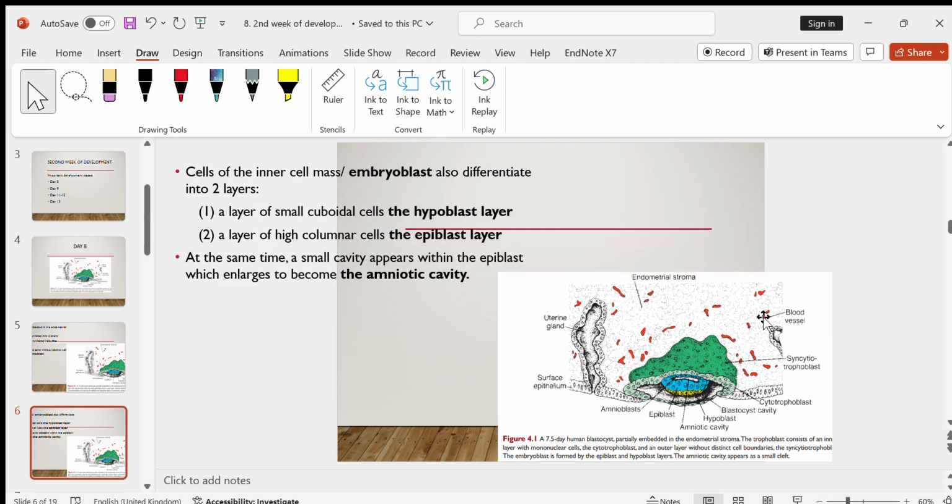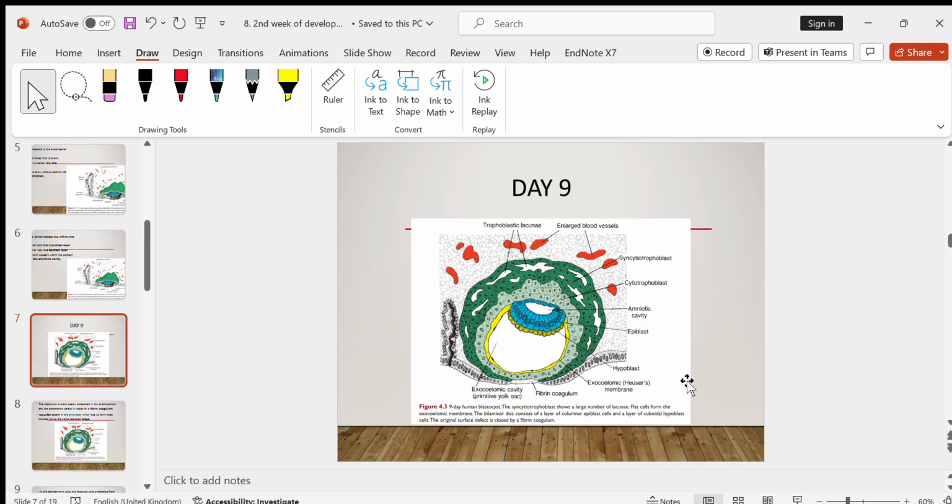this will penetrate into the syncytiotrophoblast because of its mitotic divisions. Now, the cells of the inner cell mass, that was the embryoblast, differentiate into two layers. These two layers, this yellowish layer is the hypoblast, and this bluish layer is the epiblast. The epiblast has high columnar cells, as you can see, and the hypoblast has small cuboidal cells. And there is a cavity that is formed inside the epiblast layer that is called the amniotic cavity. This whitish structure is the amniotic cavity. This is all about day 8.